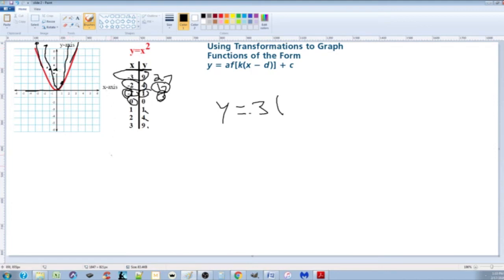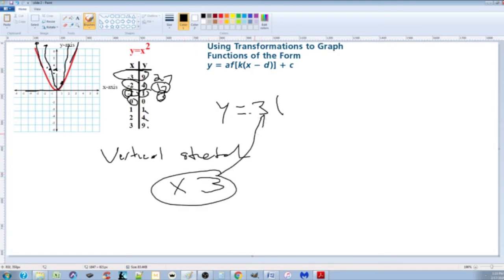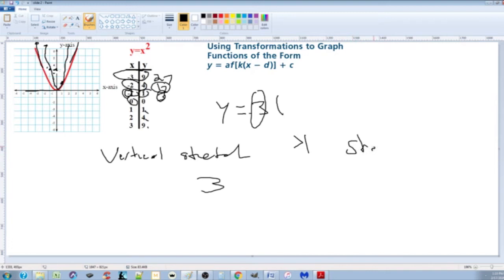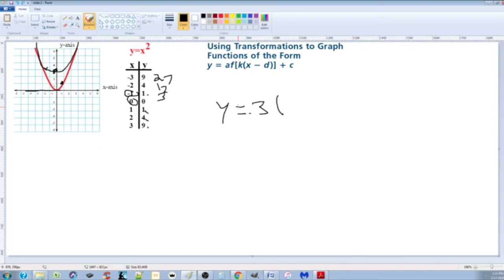And this is called a vertical stretch. It's called a vertical stretch by a factor of 3. And it's the same number in here as out. And it's easy to figure out. Now, if the number in front, a, is bigger than 1, it will always create a stretch. What happens when it's a half? What happens when it's smaller than 1? Well, let's take a half.